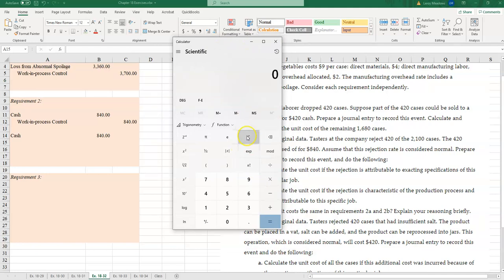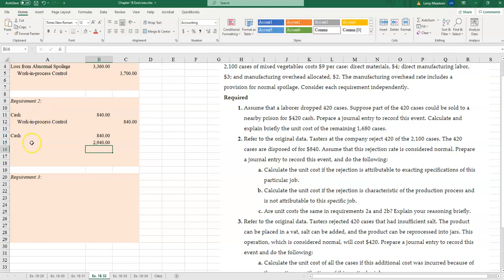So let's figure out the cost of the spoilage now, or the cost of the units. The total number of units was 420, right? So 420 cases times $9 per case gives me my total spoilage of $3,780. That was my total spoilage, but I'm going to reduce it by the amount I was able to sell that spoilage for, which was $840. So the total spoilage that I have to account for now, the remaining part of the spoilage, is $2,940. I'm going to go ahead and put that in here.